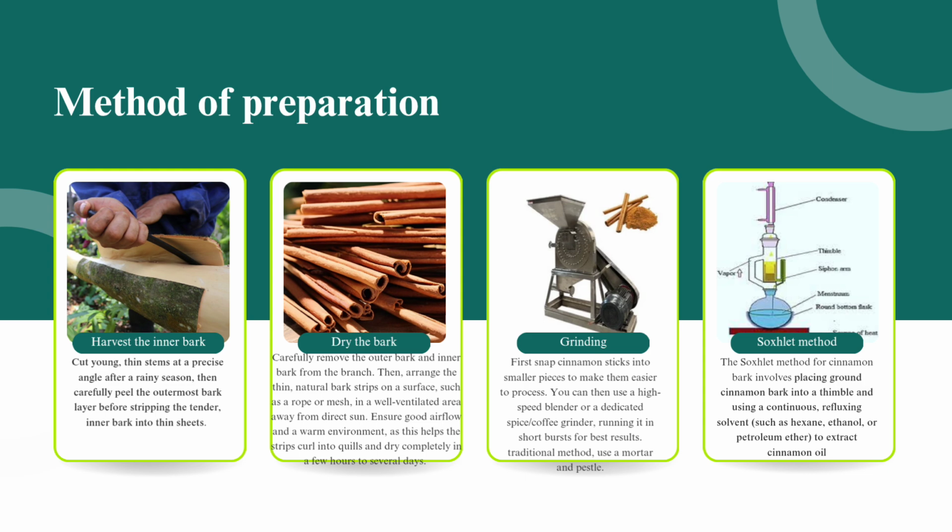Third, grinding. First, snap cinnamon sticks into smaller pieces to make them easier to process. You can then use a high speed blender or a dedicated spice or coffee grinder, running it in short bursts for best results. The traditional method uses a mortar and pestle. Soxhlet method. The Soxhlet method for cinnamon bark involves placing ground cinnamon bark into a thimble and using continuous refluxing solvents such as hexane, ethanol, or petroleum ether to extract cinnamon oil.